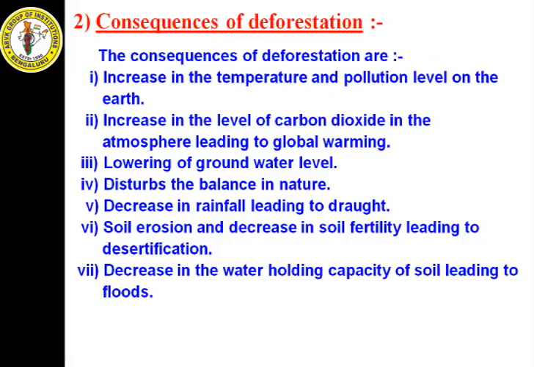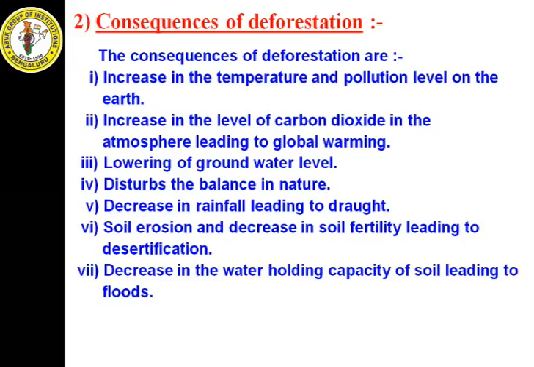The second concept is the consequences of deforestation. Consequences means the problems we are facing due to deforestation. Okay, so first, increase in temperature and pollution level on the earth. Obviously, right? If there are no trees, there is no one to absorb the carbon dioxide. If the carbon dioxide level increases on the earth, it leads to the greenhouse effect. So there is an increase in temperature and pollution level on the earth because of deforestation.